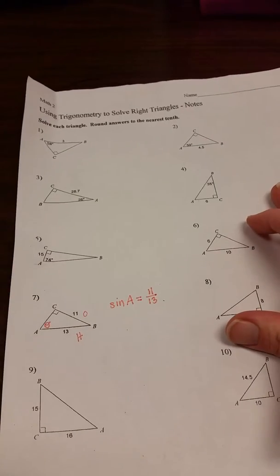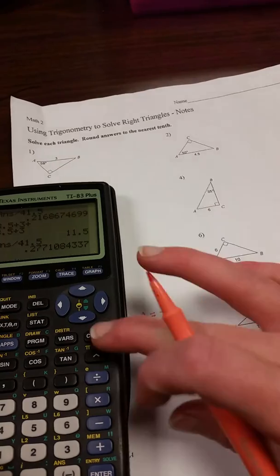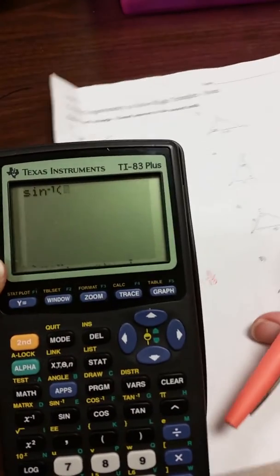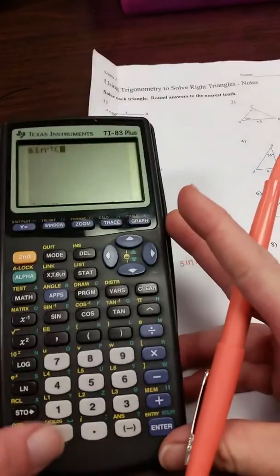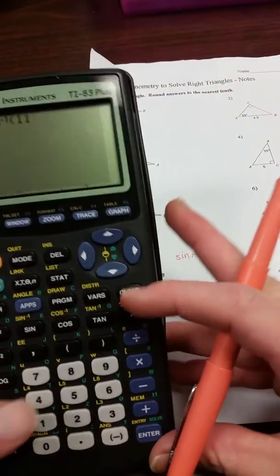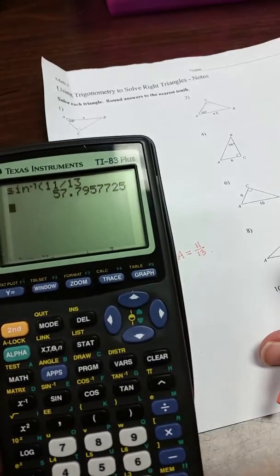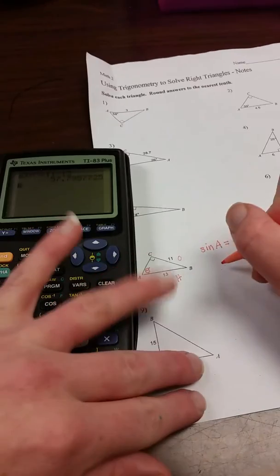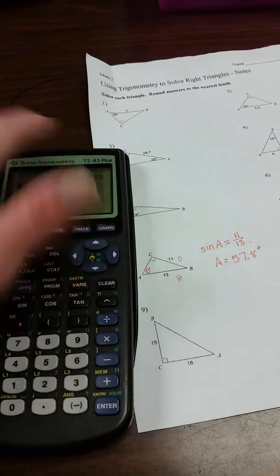And then to find this, go to your calculator, and you're going to hit second sine, and it's going to come up with the sine to the negative 1, and then you're going to type in this fraction, 11 divided by 13. And when you do that, you get 57.8 rounded. So angle A is 57.8 degrees.